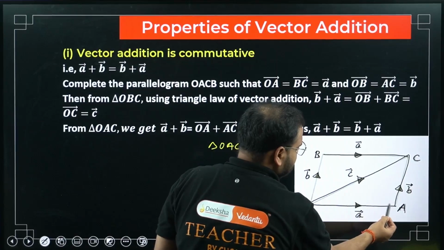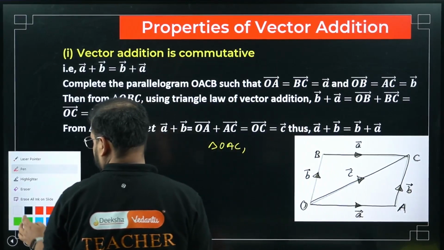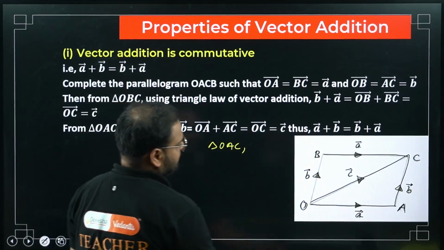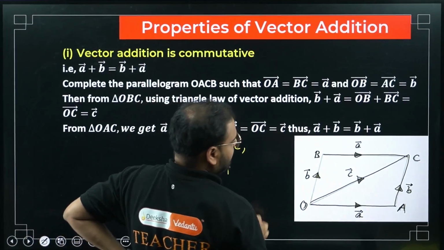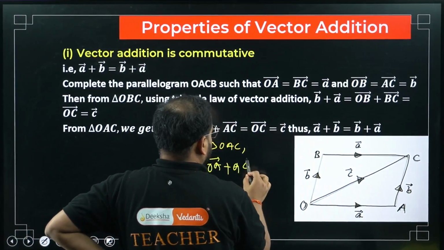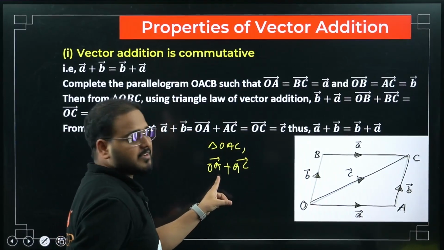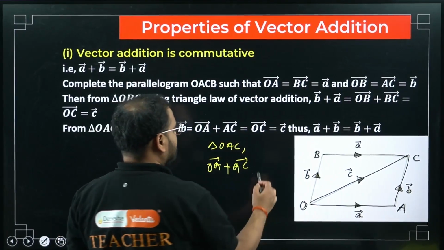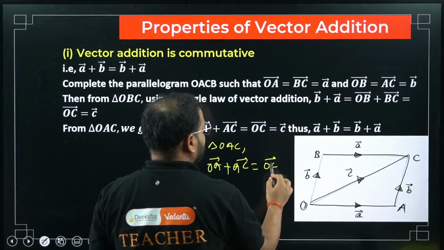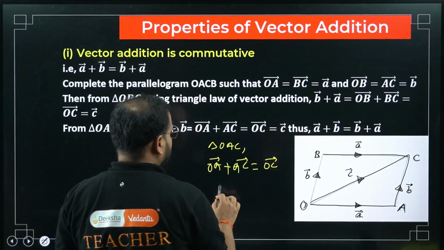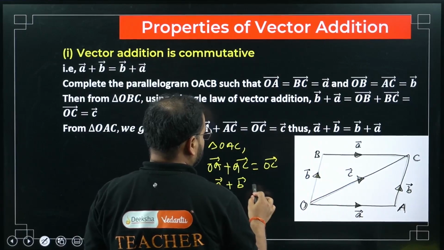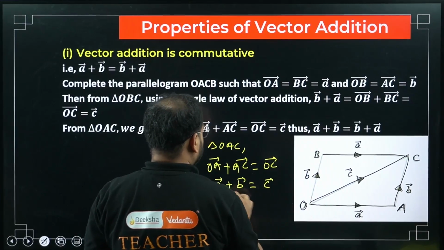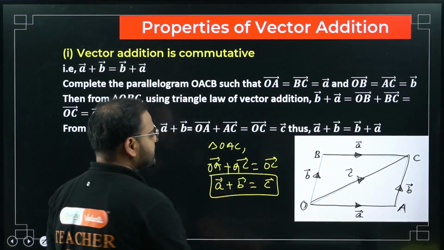Please check. This is the head, right? So I don't even have to write that. Let's check here: OA plus AC. The terminal point of the first vector is the same as the initial point of the second vector. What is the answer? OC. Yes or no? What is OA? Simply A. What is AC? Simply B. So A plus B is coming as OC.